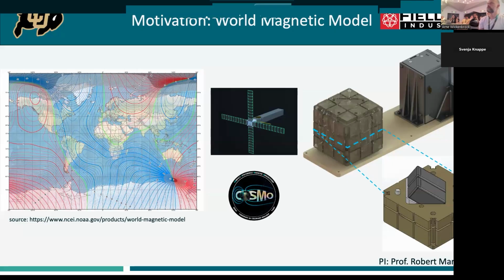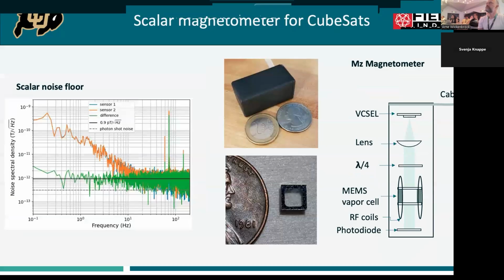And then these things over here that are also on the satellite are star trackers. They look at the stars and say the satellite is oriented in this direction. So they're giving us the reference frame of our vector magnetometer. And so what we can do is we can take a scalar magnetometer and we can actually vectorize it. So this is the scalar magnetometer we're using. It's an MZ magnetometer in this case.